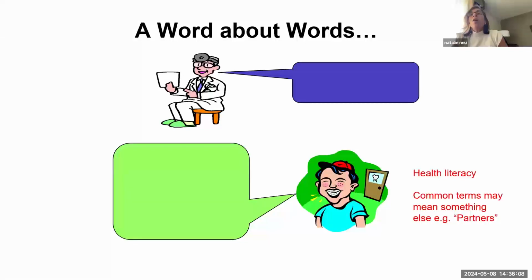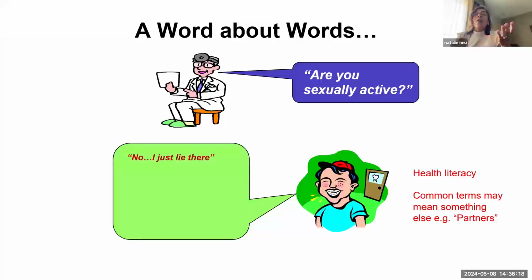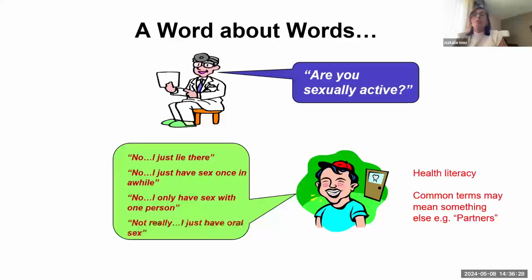So a word is not just a word. If you say, are you sexually active? Some people might interpret that as, no, I just lie there. Or no, I just have sex every once in a while. No, I only have sex with one person. No, really, I just have oral sex. So there are many ways to interpret, are you sexually active?